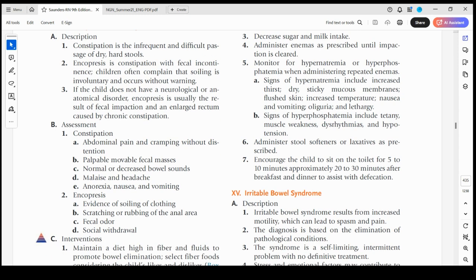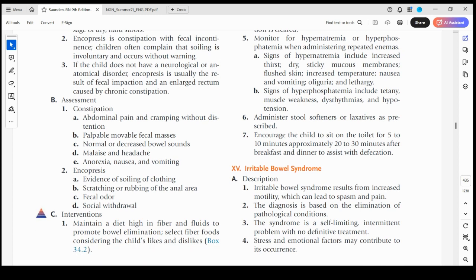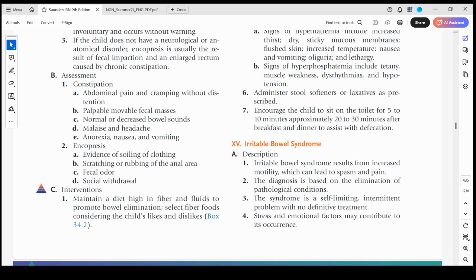So it may be why, because that's the descending colon closer to the sigmoid, the left lower quadrant of his abdomen has this mass. And they do mention here palpable, movable fecal masses. Abdominal pain and cramping without distension, normal or decreased bowel sounds. So he had two things here. He had decreased bowel sounds. There was this palpable mass in the left lower quadrant. He didn't have any nausea, vomiting, or headache that I remember. And they did say previously he had this encopresis.